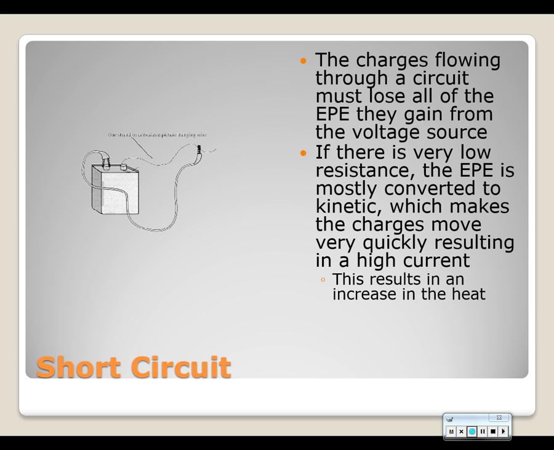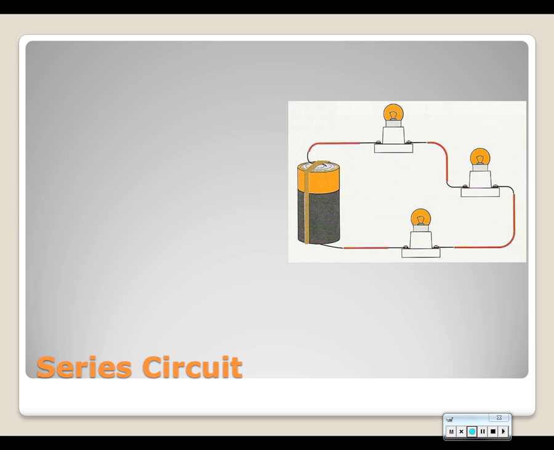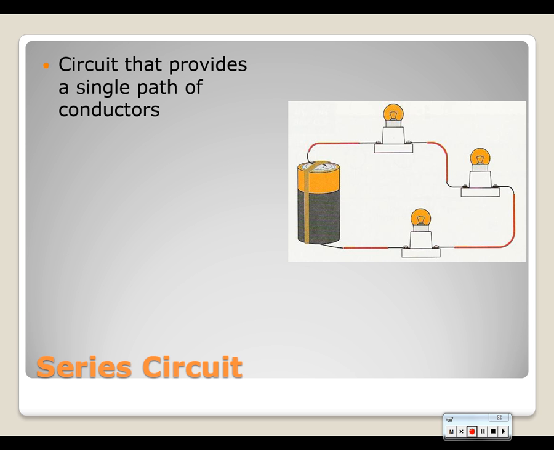Let's talk about two types of closed circuits. The first one is a series circuit. A series circuit is a single path of conductors. There's only one way for the charges to flow. Remember, they're trying to get from one side of the battery to the other side of the battery. In a series circuit, there's only one way for them to go.